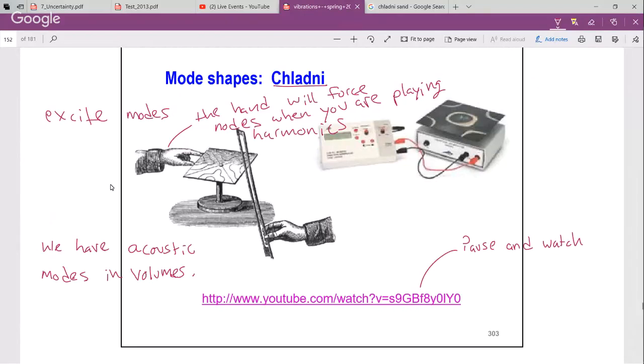Varying the frequency on the signal generator that's driving the shaker. When it gets close to the natural frequency, the sand collects along the nodal lines. That's the first nodal line. That means the plate is moving at that frequency everywhere except where the sand collects. Everywhere it's black, it's moving up and down at that frequency.